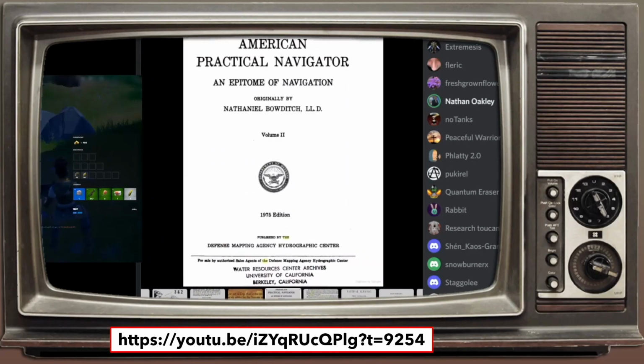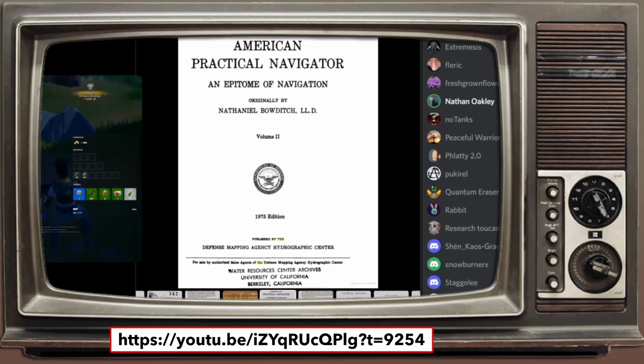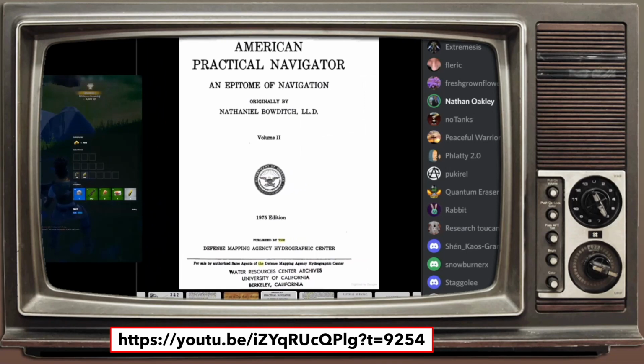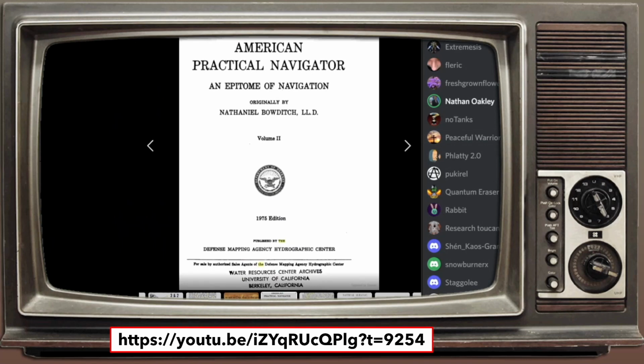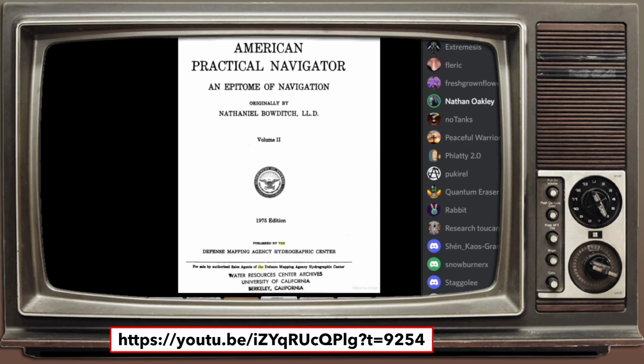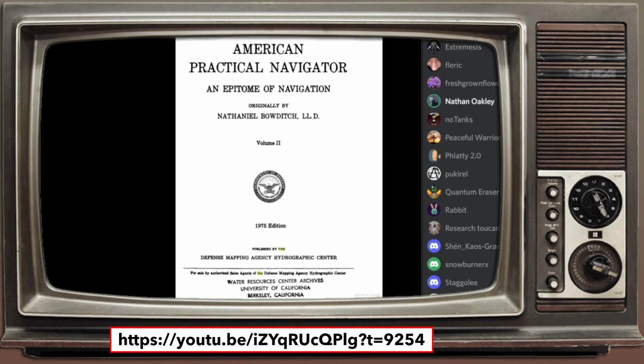All right, so this is a continuation of more research. The American Practical Navigator, an epitome of navigation, the Bible of celestial navigation, and every mariner has this. The ballers and anti-flat earthers told us to get this book and read it so we can get our heads on straight. So I agreed. I bought 4 copies, different years.